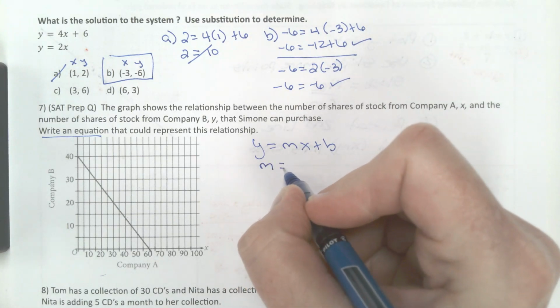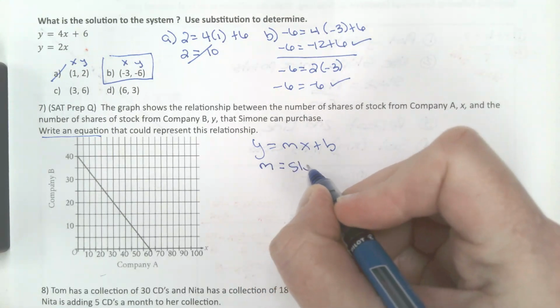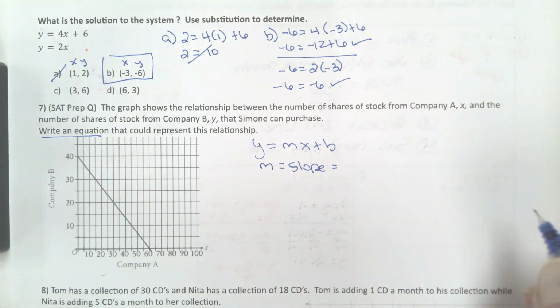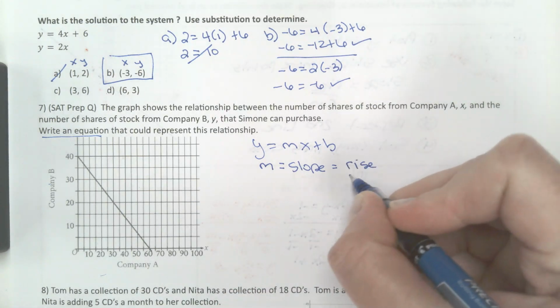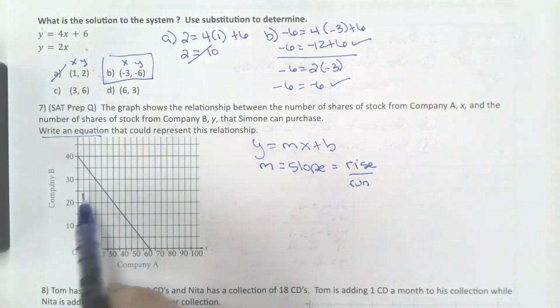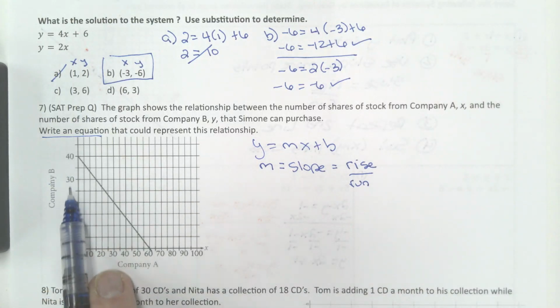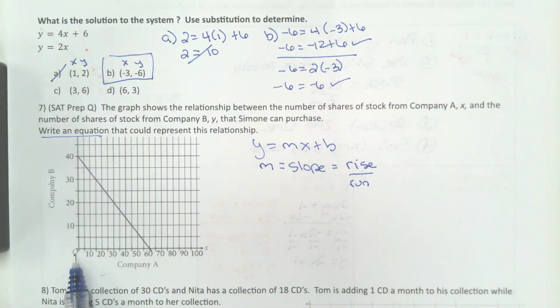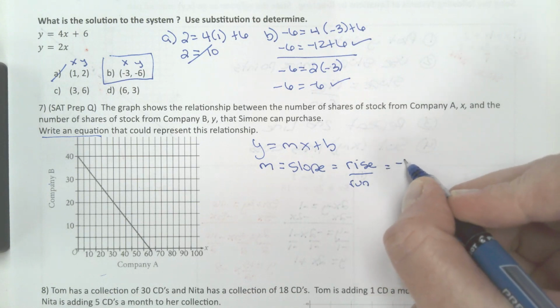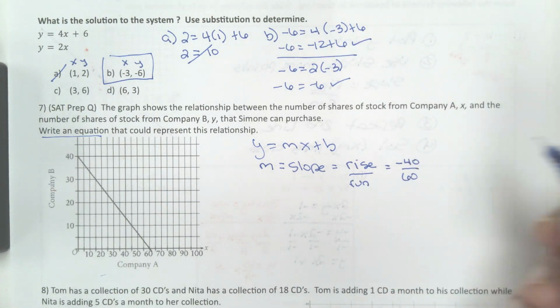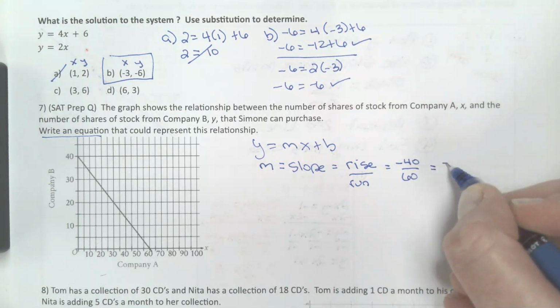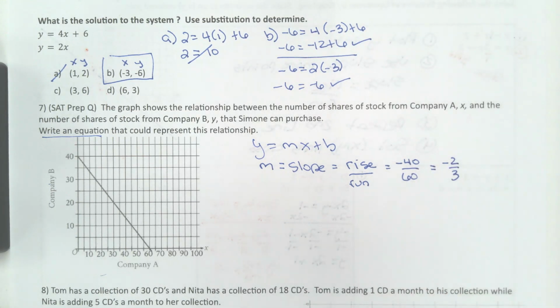So the first thing I'm going to do is find the slope of the line. The slope, you have to remember, is rise over run. So from this 40, I would have to go down 40 and right 60 to get to another point on the line. So I have negative 40 divided by 60. I'm going to simplify and reduce that, and that reduces down to negative 2/3.